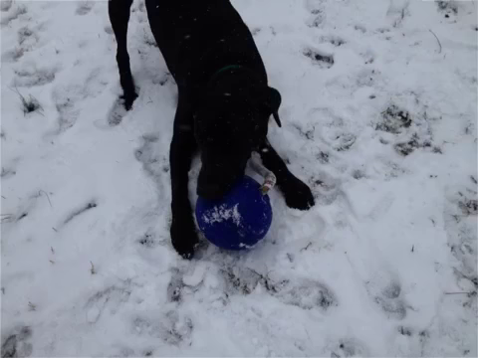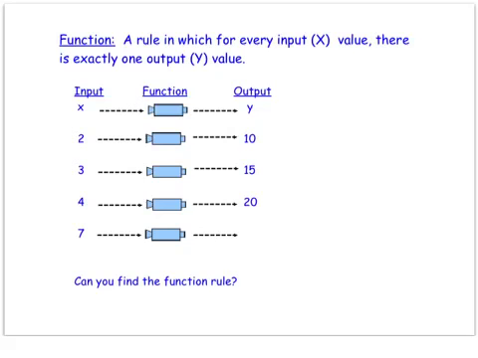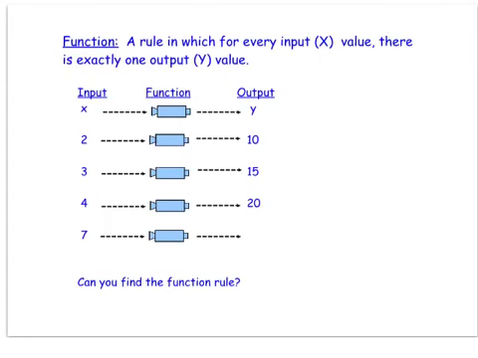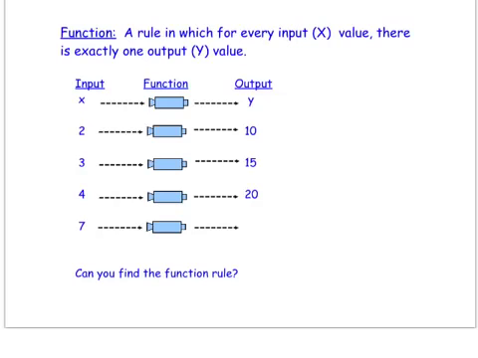Alrighty, we're gonna get started. You don't have this slide on your sheet, but this is what I want you to do. At the very top of your page, I want you to write this down. Write function, and then the definition: a rule in which for every input, which is your x value, there's exactly one output, or a y value. I'm going to pause for a minute so you can write this down.